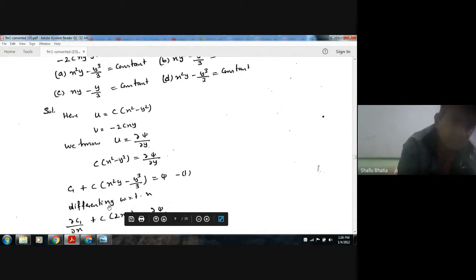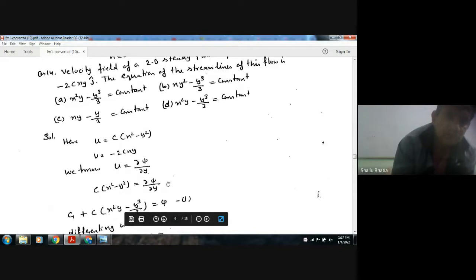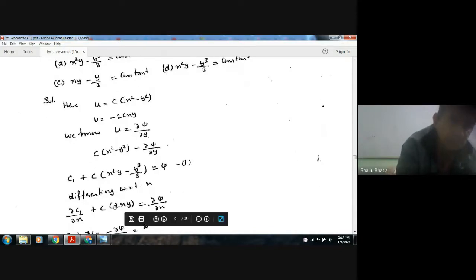Integrating it, we get c1 + c(x²y − y³/3), this is equation number 1. Now differentiating this equation with respect to x, assuming that c1 is a function of x, it is dc1/dx, and here it will be 2xy, and there is no x in the other term, so 0. So ∂ψ/∂x is this quantity.